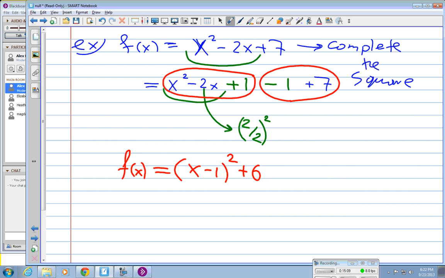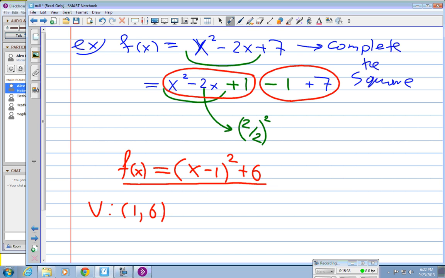Okay? Now, by completing the square, we got this result. And we can clearly see the vertex now, right? What is the vertex? 1 and 6. And this will give me the minimum, right? Because the parabola opens up. Wasn't that fun?